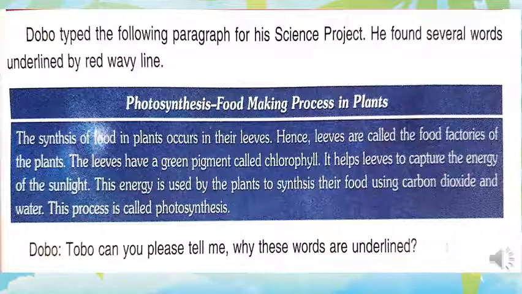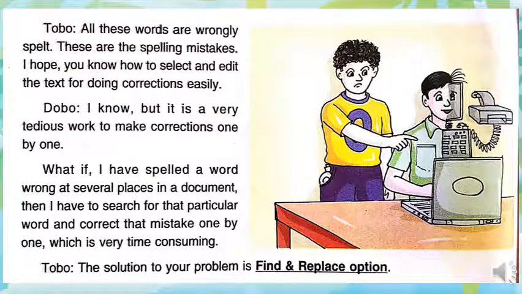But Tobo says, Dobo, can you please tell me why these words are underlined? Then Dobo says all these words are wrongly spelled. These are spelling mistakes. I hope you know how to select and edit the text for doing corrections easily. Then Tobo again asks, I know, but it is a very tedious work to make corrections one by one.